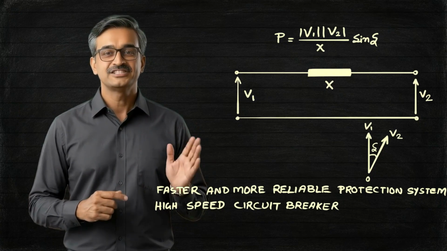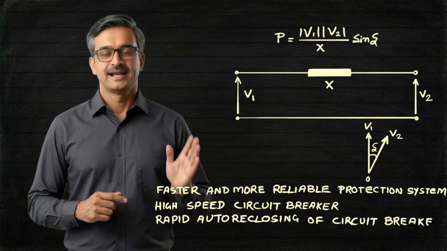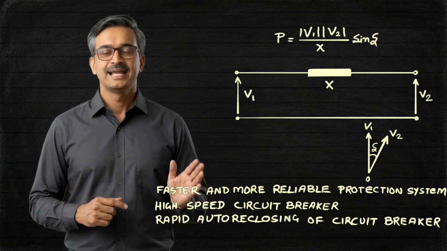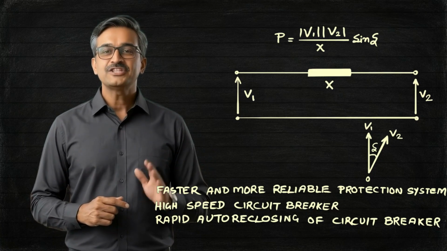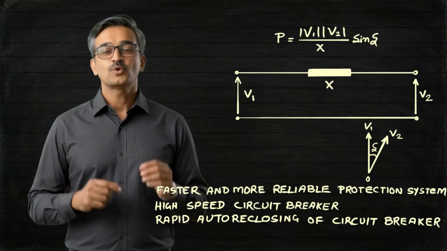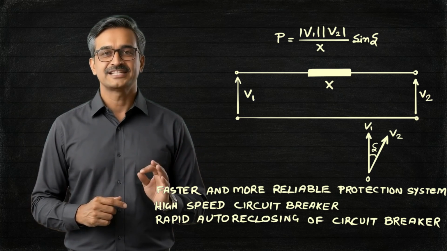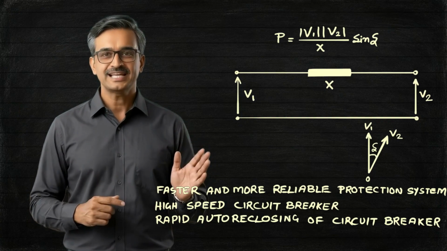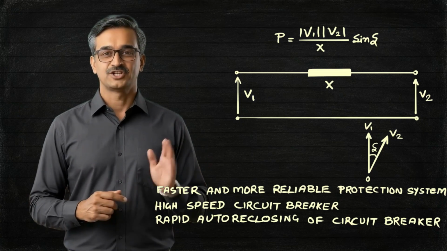The third method is using rapid auto-reclosing of circuit breakers. Many transmission line faults are temporary, such as lightning strikes. If the circuit breaker recloses quickly after clearing the fault, the transmission line is restored and system stability improves significantly. By improving transient stability, power stations can safely carry higher loads, leading to better utilization of generating equipment and improved economy. Let's quickly revise today's lecture.